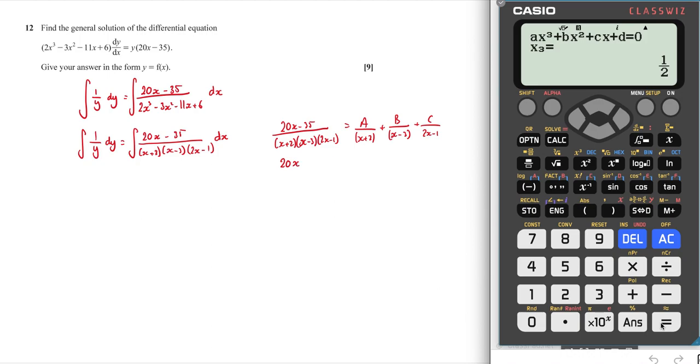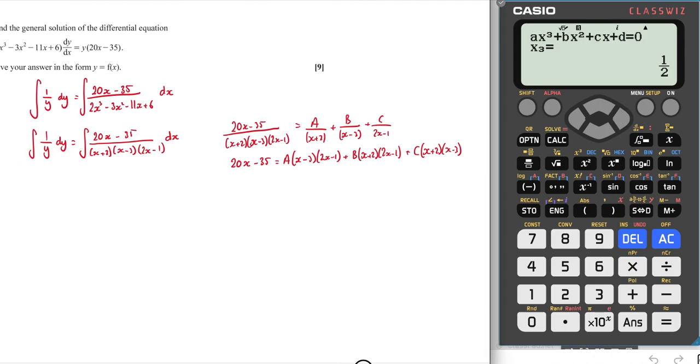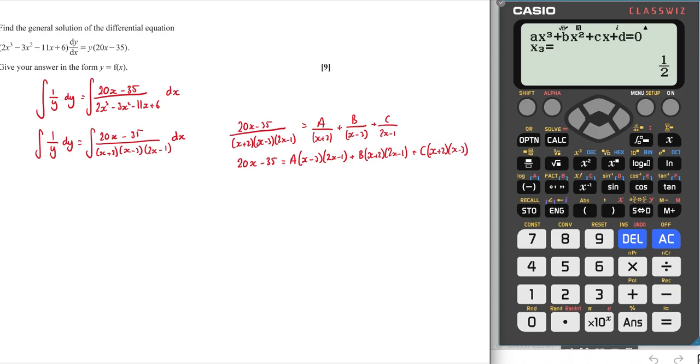Usual method for this, 20x minus 35 is a(x minus 3)(2x minus 1) plus b(x plus 2)(2x minus 1), I'm going to run out of space on this, but I'm going to do it anyway, and this is where I'm going to lose space, plus c(x plus 2)(x minus 3). Can I move that across slightly? Yes, I can. And then I'm going to pick some values.